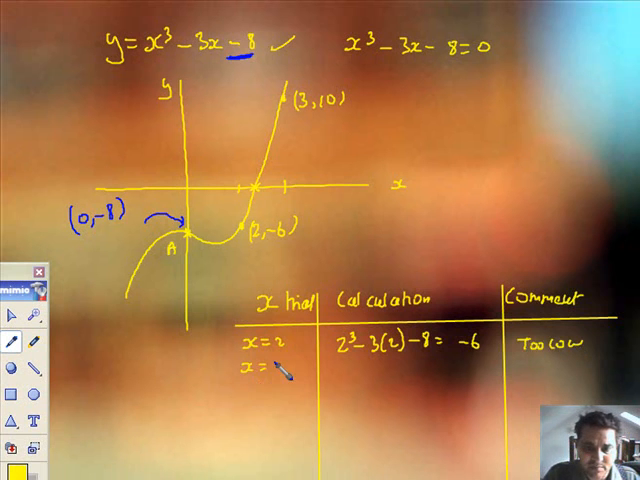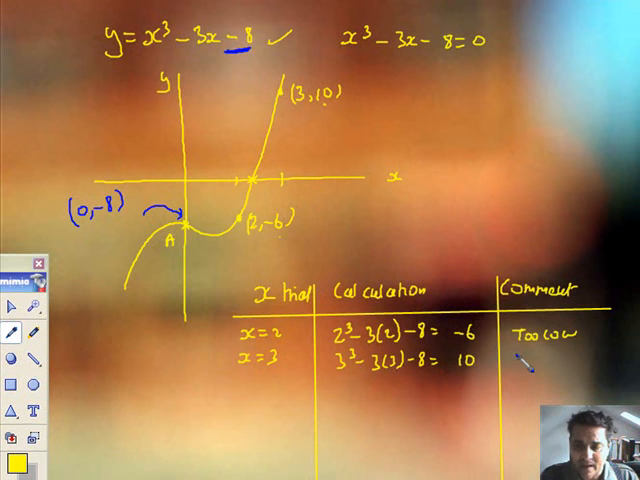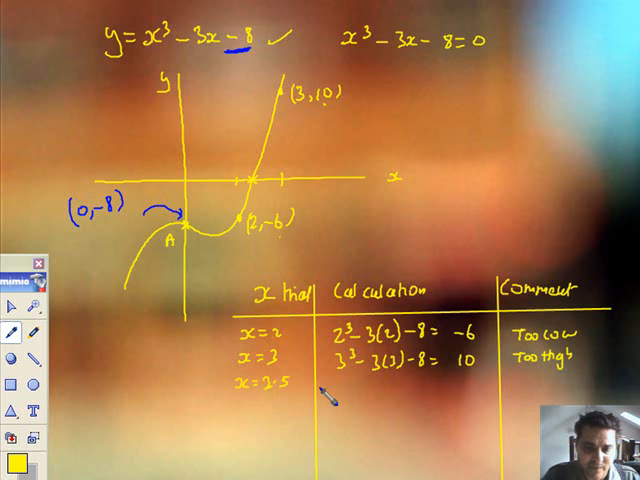Let's play with whole numbers at the moment. x equals 3, so 3 cubed minus 3 times 3, take off 8. That gave me 10. Not surprisingly, look, 3, 10. That's too high. There's only one decimal place, so plant it right in the middle. x equals 2.5. So 2.5 cubed, take away 3 times 2.5, subtract 8, and I got 0.125. Still a little bit big. Remember, the target is 0. Too high.